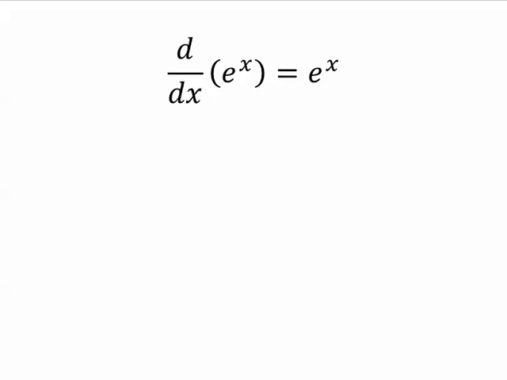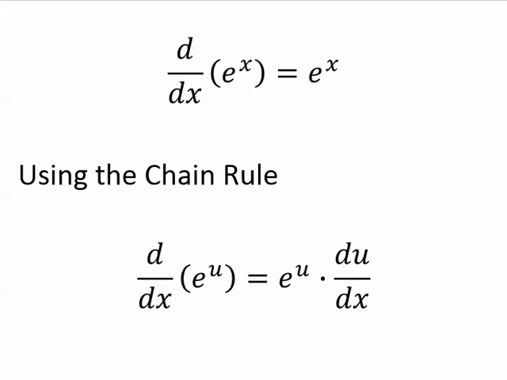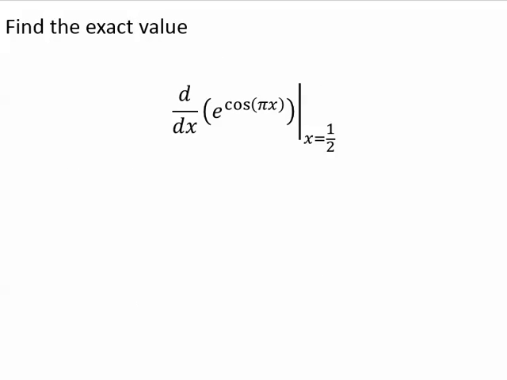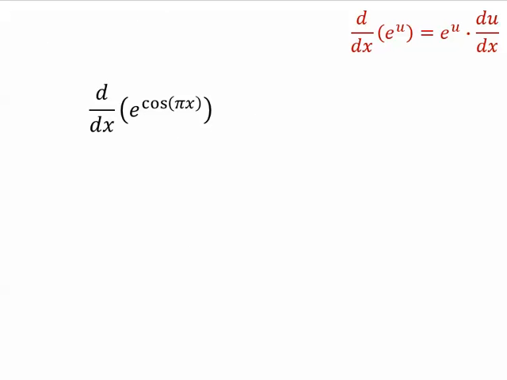Since the derivative of e to the x is e to the x, the derivative of e to the u is e to the u prime. So we can do something as complicated as this. Let's first find the derivative of the function. Remember, it's e to the u prime. So derivative, e to the u prime.